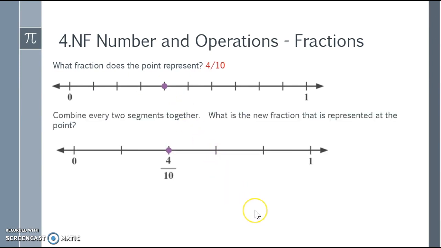Combine every two segments together. What is the new fraction that is represented at this point? So notice when I look at these two here, I combined and reduced them into one. So I kind of brought it over and dropped it down. So now we're only 1, 2, 3, 4, 5 different segments. So each notch represents 1/5. Therefore, there are 2/5 shaded, or 2/5 whereas the dot is.